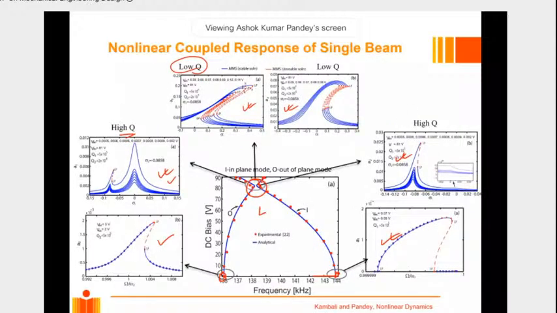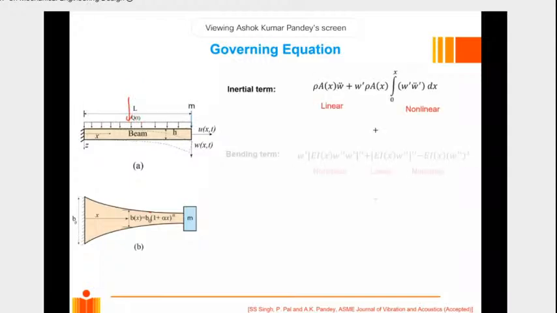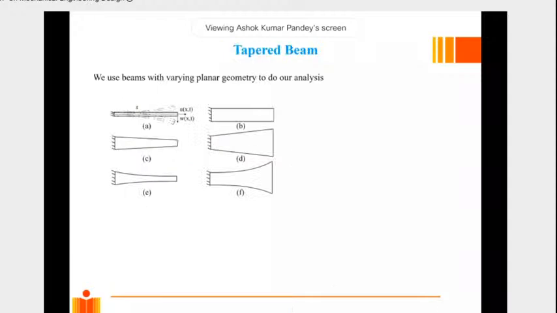Then we also try to do tuning by varying the width of the beam. This is your beam and this is your width. From the top, if you see, the width will vary like this, right? So you can write all these equations. I don't want to go into them because we don't have much time. So you can vary it linearly or non-linearly. So these are converging beams, they are diverging beams, right?